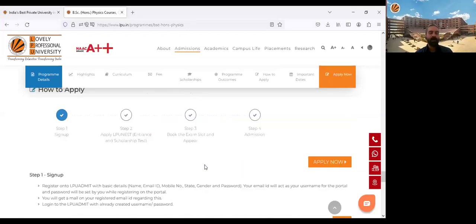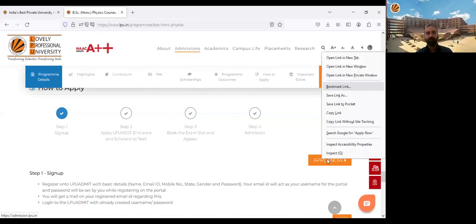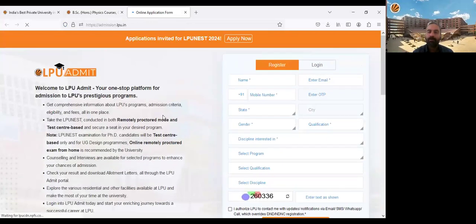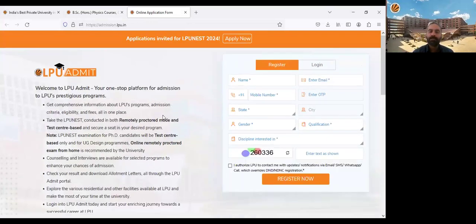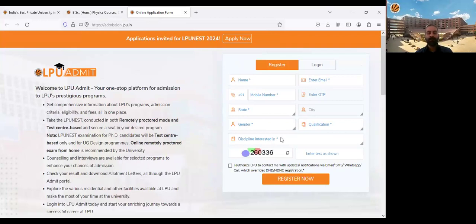And furthermore, how to book your seat? First you go to our website and click on Apply Now. Then our admission website, admission.lpu.in, will open. There you first have to register yourself with your name, email ID, mobile number, state, city, gender, and qualification. If the qualification is 12th class, your discipline will come as per your qualification. Then select the discipline and click on Register Now.